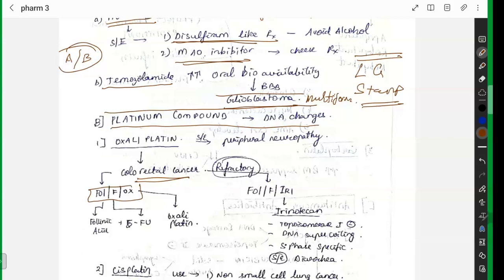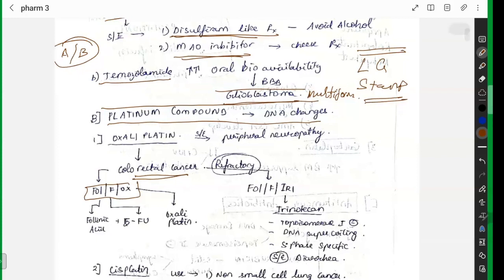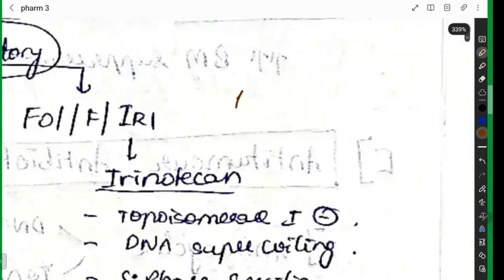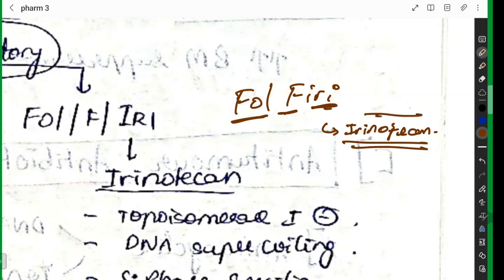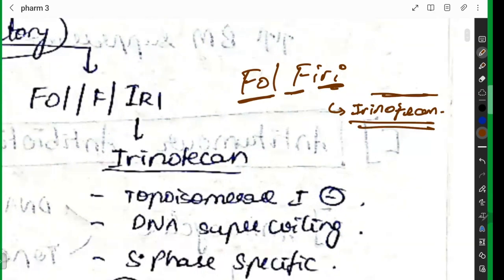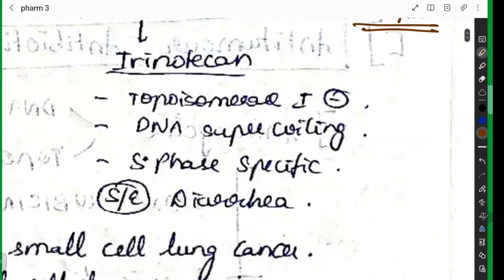FOLFIRI regimen. What is FOLFIRI regimen? Folinic acid, 5-fluorouracil, but instead of your oxaliplatin, when there is going to be a refraction to your oxaliplatin, then you go for IRI. IRI stands for irinotecan. What is irinotecan? It is a topoisomerase 1 inhibitor.